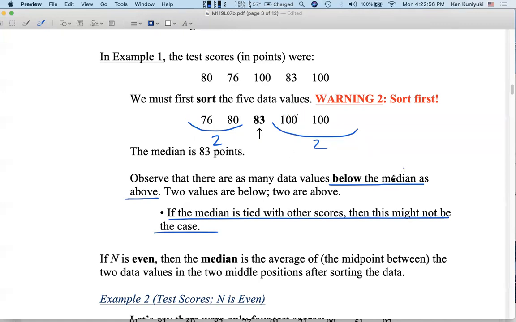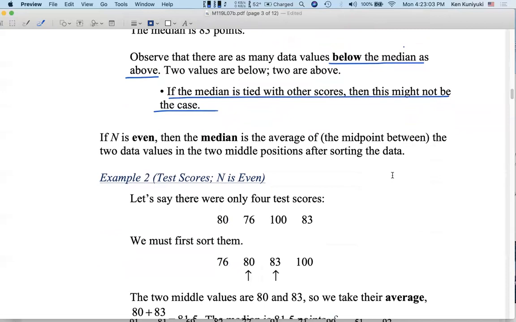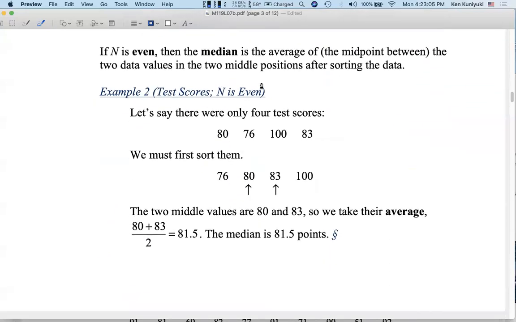All right. Now, we run into an issue if n is even. For example, 4. If n is even, then the median is going to be the average of, or the midpoint between, the two data values in the 2 middle positions. Again, after sorting the data. I must stress, this is done after sorting the data. So let's say that we have 4 test scores.